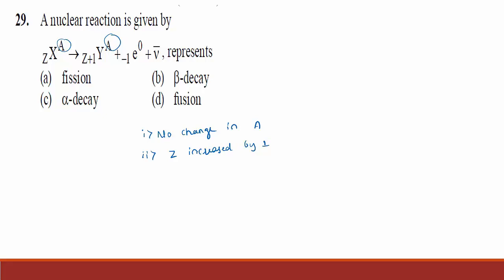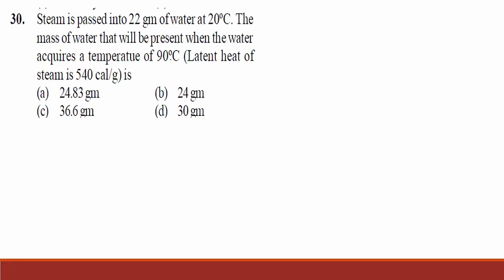And in the beta decay process, it releases an antineutrino. So here the right option is B, beta decay process.